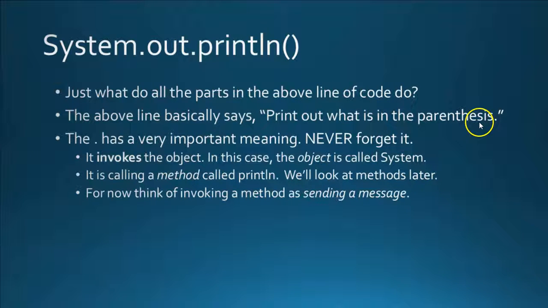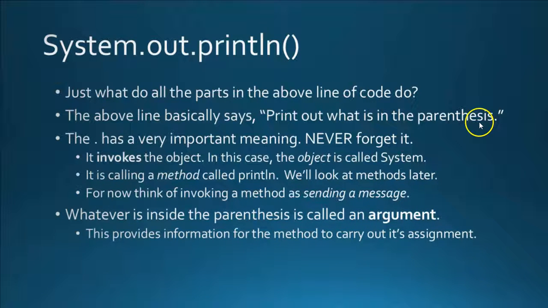More specifically, out.println. That's a whole different spin here. All right, we'll look at methods more later on in this course. For now, a simple way of thinking about things is if you're going to invoke a method, it's the same thing as sending a message, right? And whatever we put inside those parentheses, that's simply known as an argument. This provides information for the method to carry out its assignment.